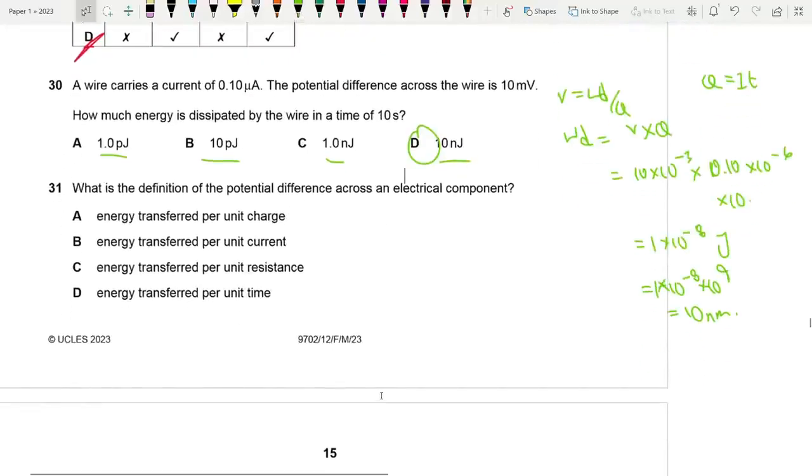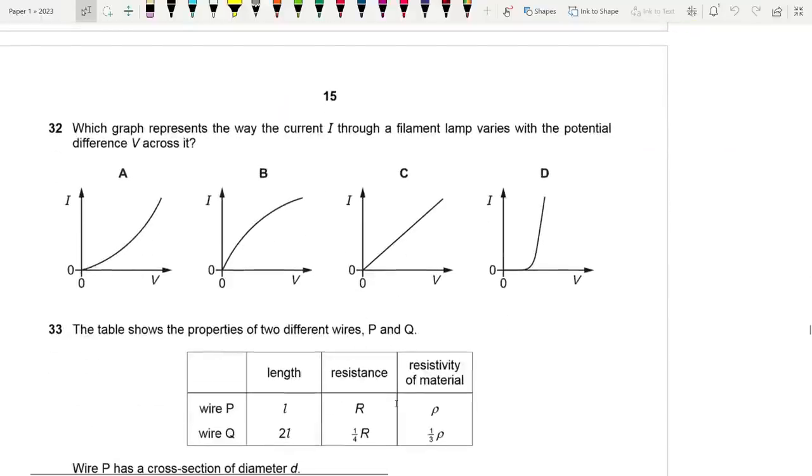Last 10 MCQs then. What is the definition of potential difference? I just told you V is the work done per unit charge, or the energy transferred per unit charge, which is why 31 is A. Which graph represents a filament lamp? So the IV characteristic of a filament lamp is like this. So we are going to go with option B.